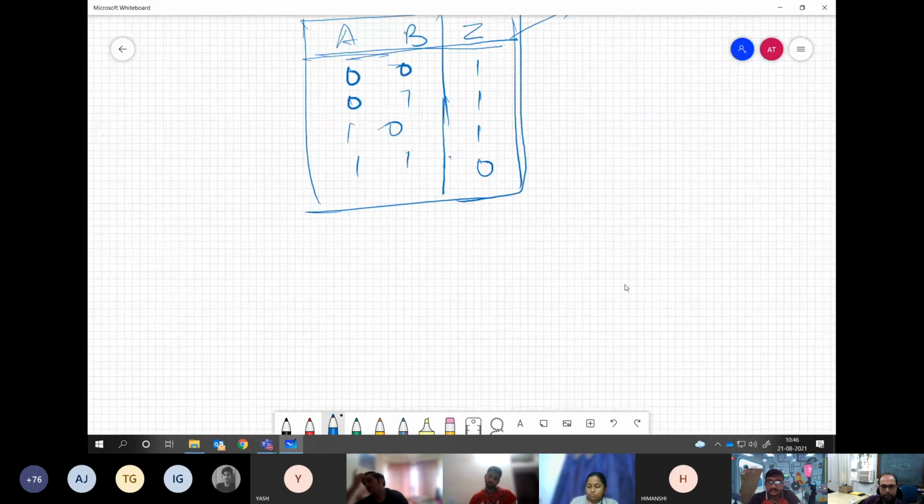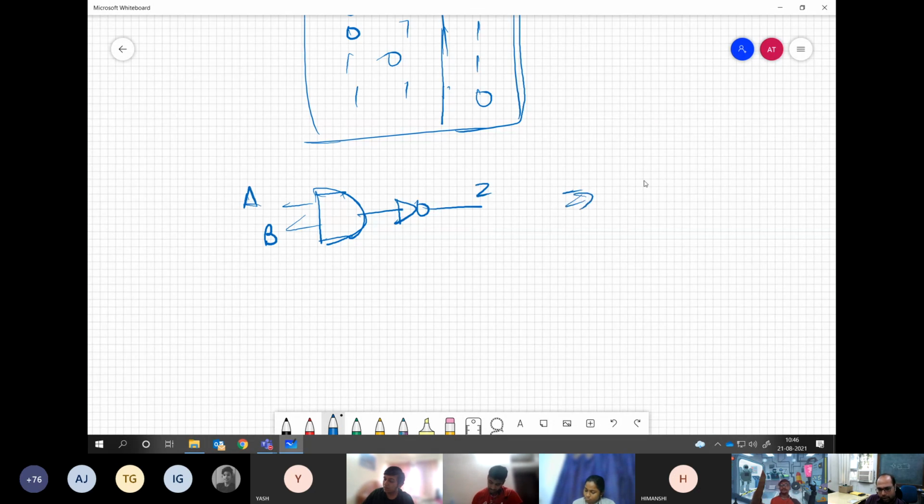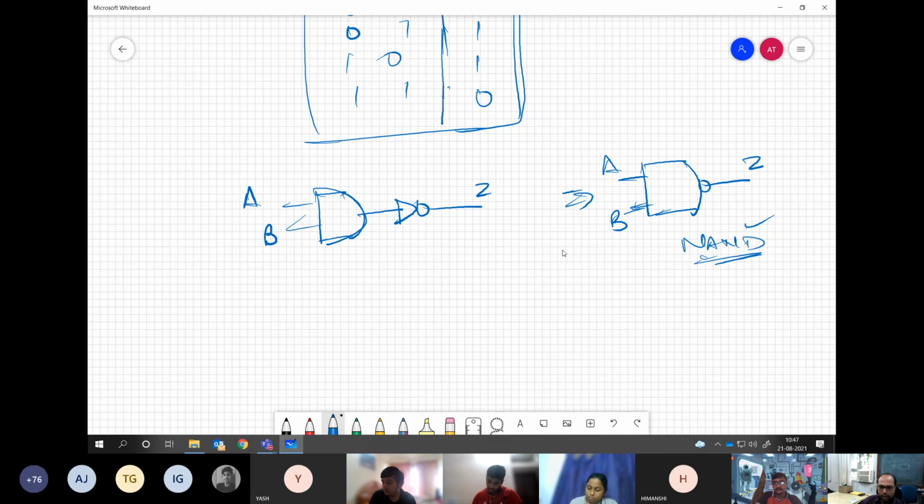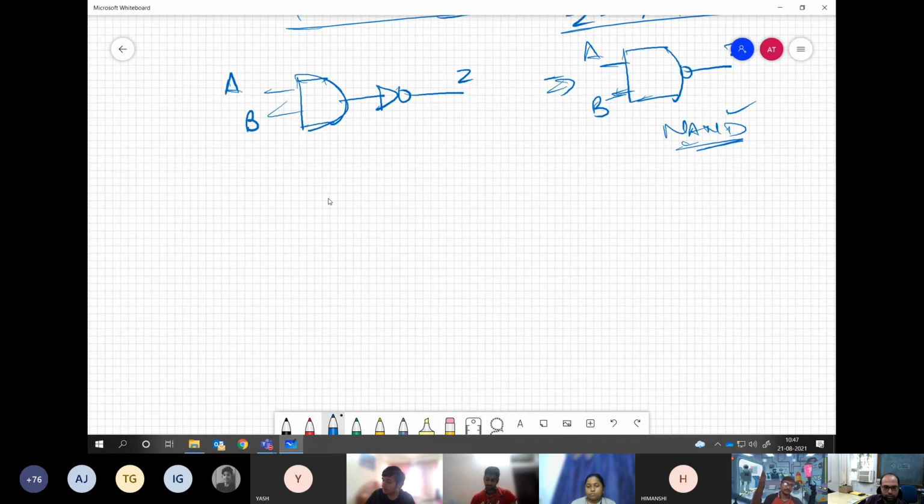Symbolically, if we have to represent this, we can have an AND gate connected to a NOT gate, or we can club these two and call it another universal gate, NAND. This is also one gate with which you can realize any other possibility. So this is also called a universal gate. Now we may also represent this Z as A' plus B', so as an OR gate with inverted inputs.